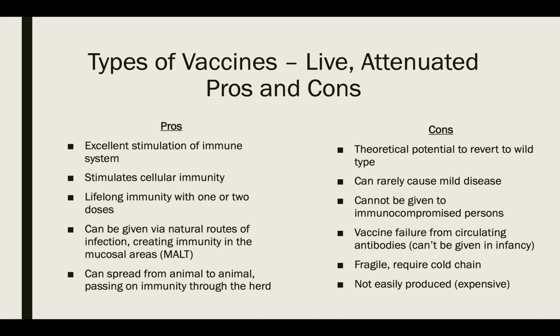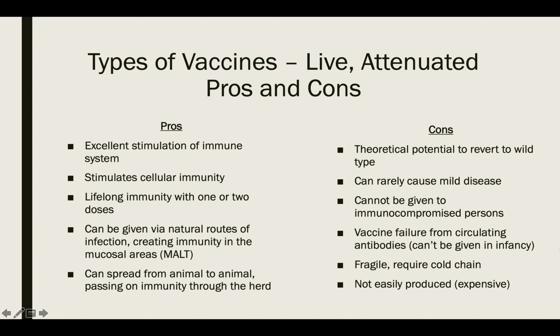Anyway, cons of these live attenuated vaccines. That theoretical potential to revert to wild type. It's in theory, but it's still something to be aware of. And they can rarely cause mild disease, again, really in immunocompromised people. Most of them really just can't be given to immunocompromised persons. They really can't be given to infants because you could have vaccine failure if the infant has circulating antibodies from their mother.